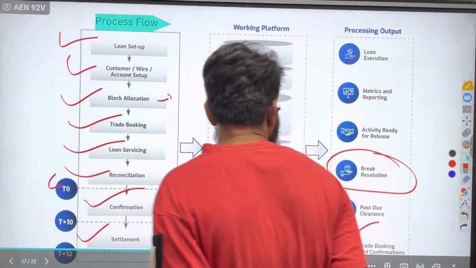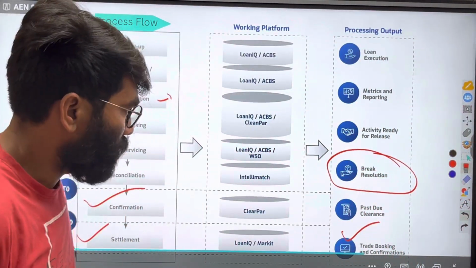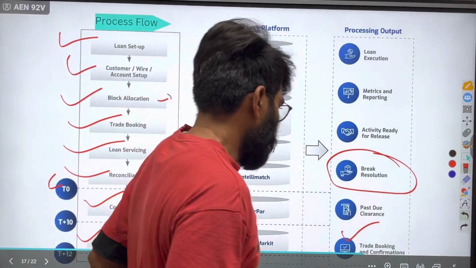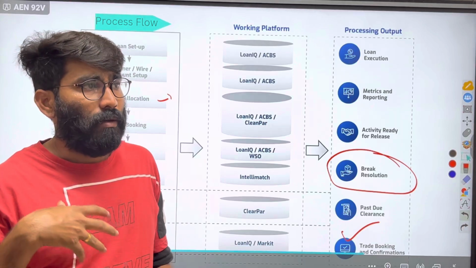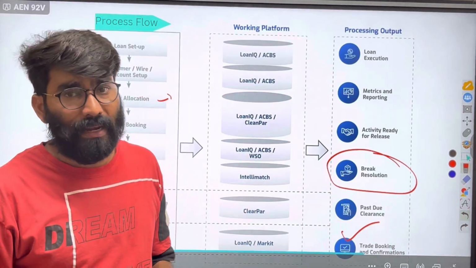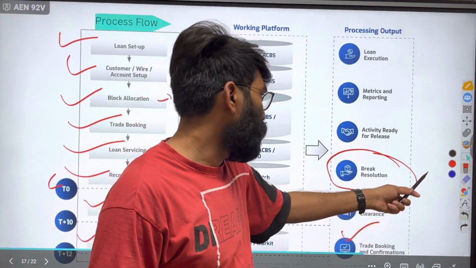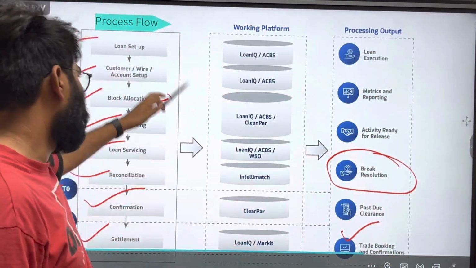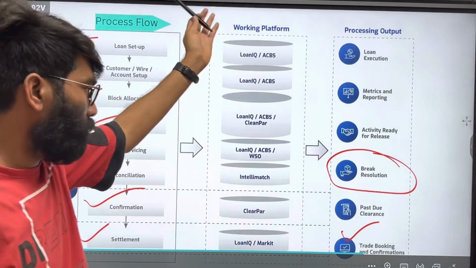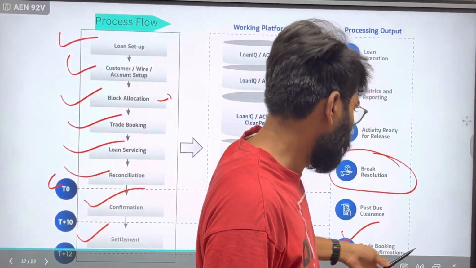In a recon, you can capture all the break resolutions and then provide the resolution and all to the pending transactions also. So in that way we work here, and you would see this would be the process flow of a loan platform or loan process, the loan syndication process.